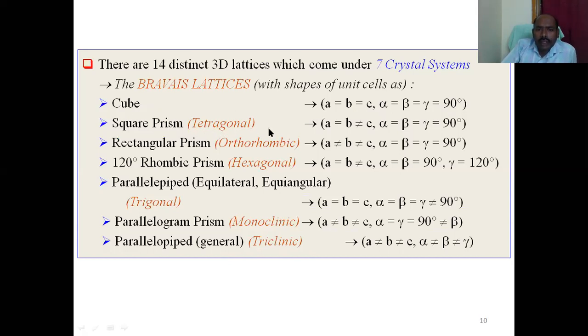Next one, tetragonal. A is equal to B is not equal to C and the angles are equal to 90. Here we are getting tetragonal. That means a square prism, also called a square prism. If we keep on placing one square above another square, that forms this tetragonal. And orthorhombic: the edges are not equal but angles are equal to 90, so rectangular prisms are orthorhombic.